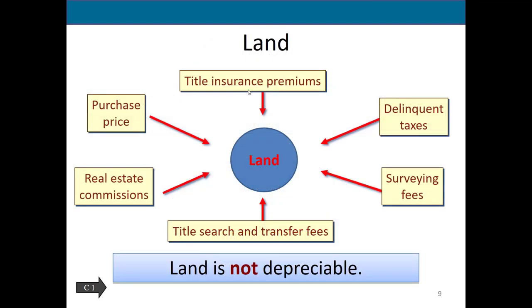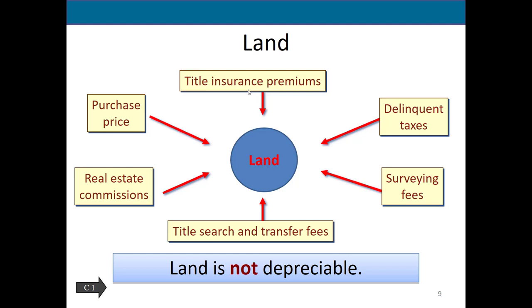What about the cost of land? A few things going on here too. The purchase price, obviously, any commissions we pay for the purchase, any title insurance. If there were any delinquent taxes on the land, that has to be made up at the county. Surveying fees that happen, any title search and transfer fees. All of that goes into the cost of the land, but I want you to notice down there that land is not depreciable. Land is never depreciable.